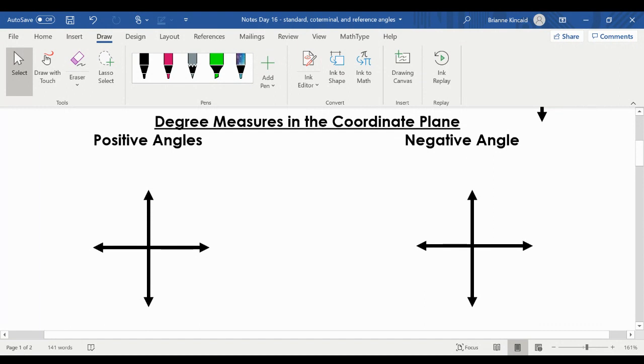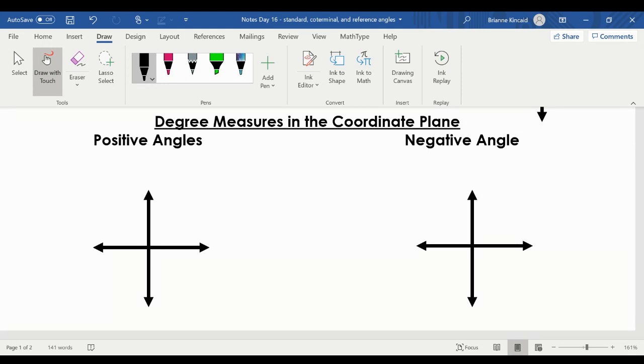Now, as far as degree measurements, if we're talking about the positive degree measurement of our axes, we start at 0 degrees. We move counterclockwise, so that's 90 degrees, 180 degrees, 270 degrees, and then lastly, once you make a full rotation, is 360 degrees. It is vital that you understand and know these degree measurements.